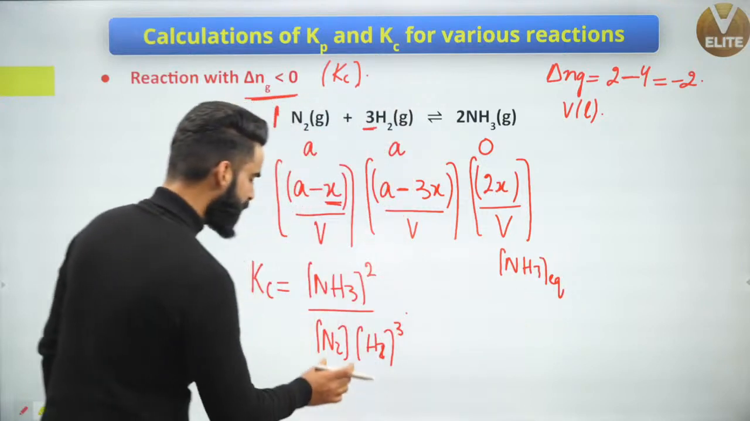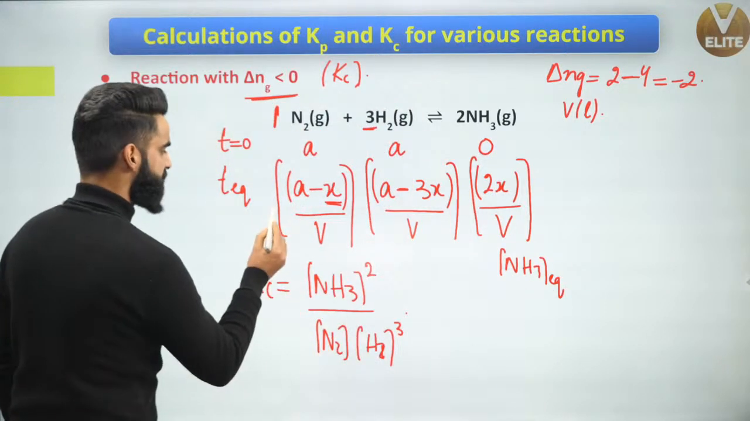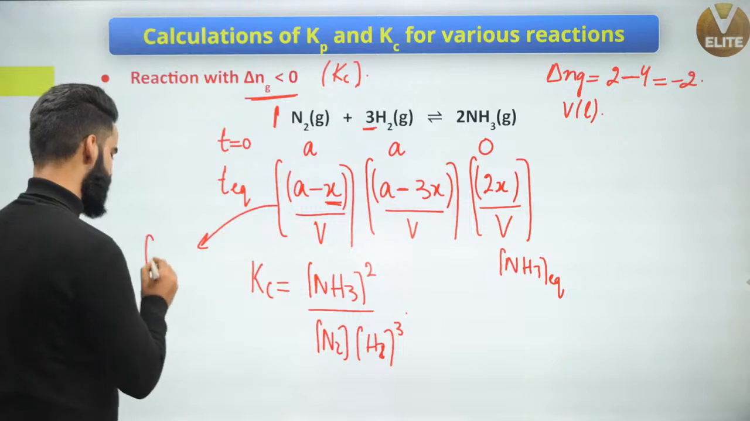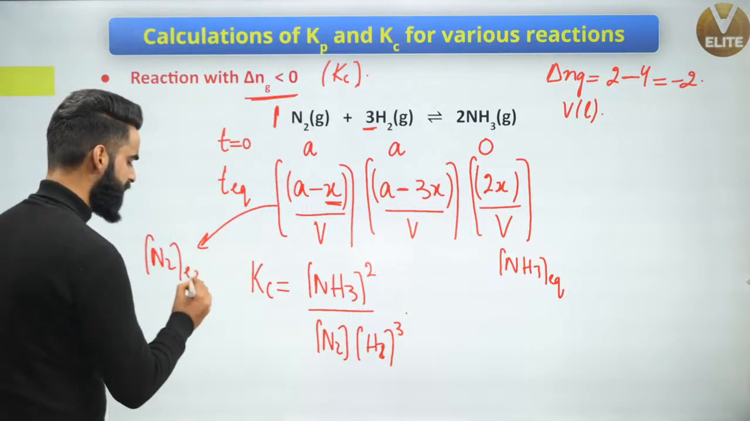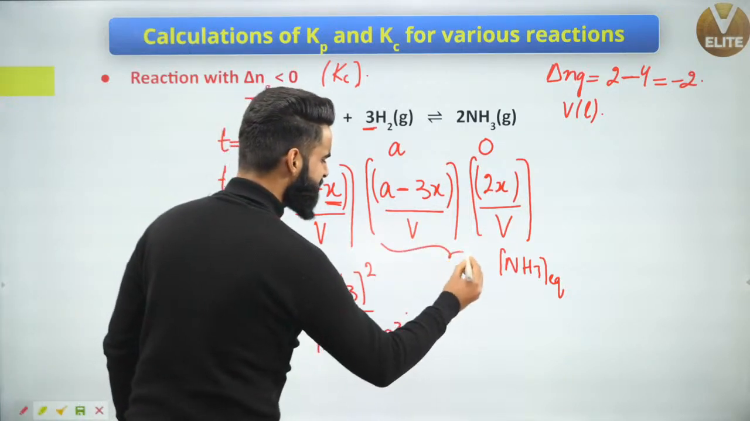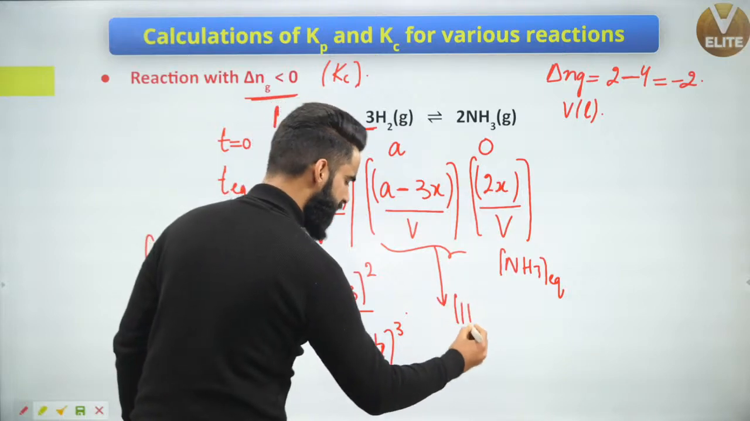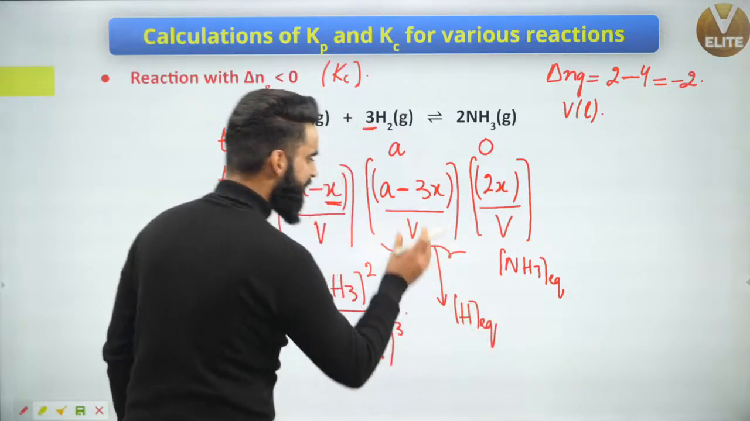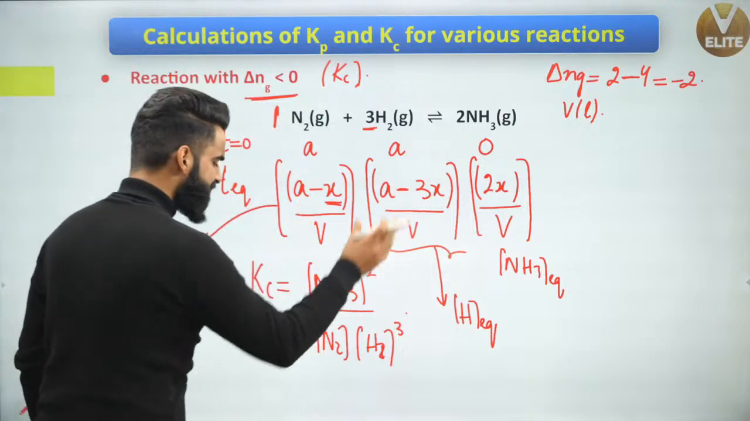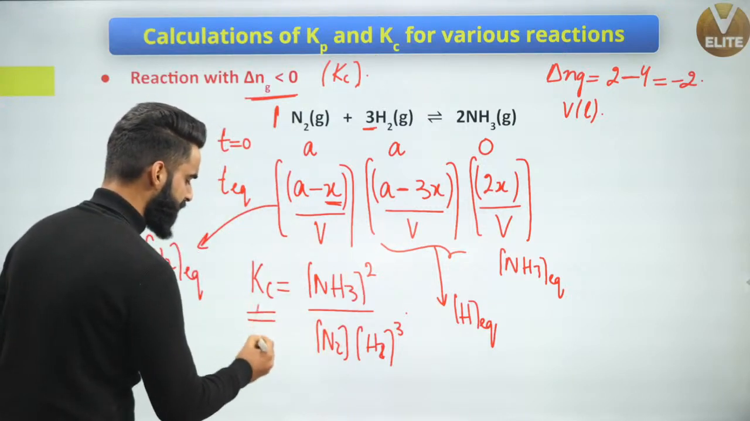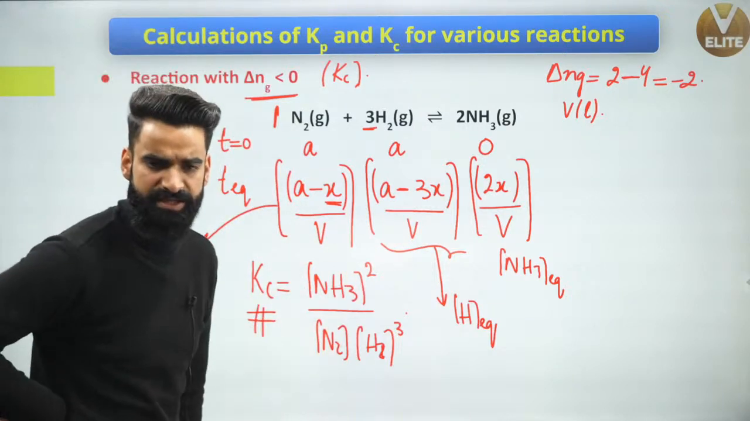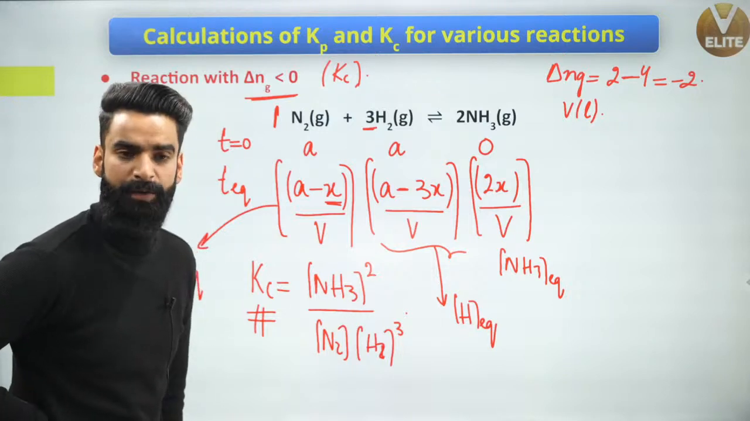Correct? Do I have the concentration of N2 at equilibrium? Definitely. This term is basically the concentration of N2 at equilibrium. And what about this term? Isn't it the concentration of H2 at equilibrium? Definitely. That means I have got all the values. I can put these values into this equation and I'll get the value of Kc over here. Very, very simple.